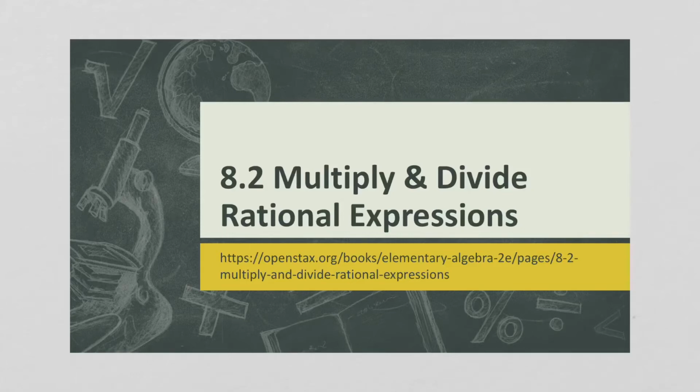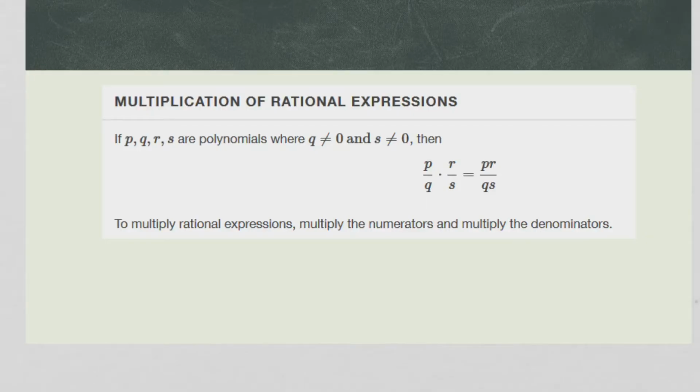Hey everybody. Okay, so now we're going to multiply and divide rational expressions. A quick review of how we multiply fractions. We multiply straight across. We don't need a common denominator to multiply fractions. So you just multiply everything straight across.